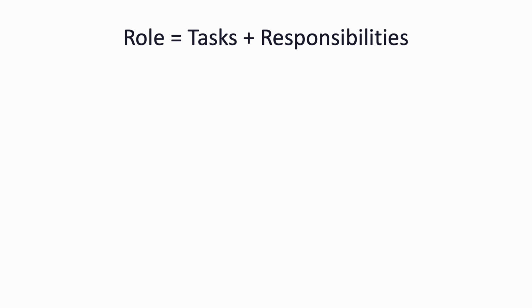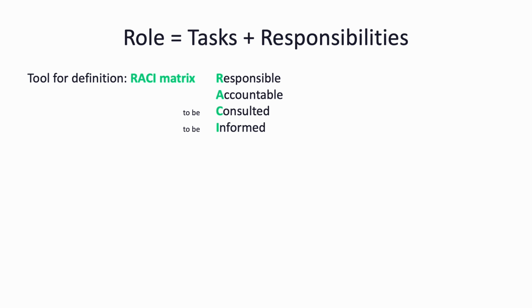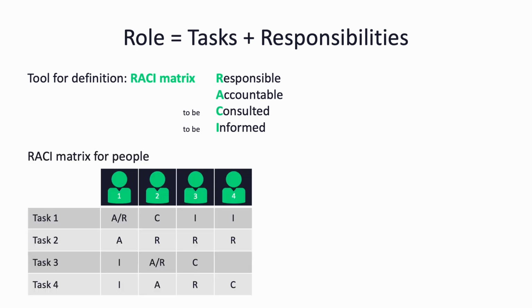A well-known tool for clearly defining tasks and responsibilities is the so-called RACI matrix. R stands for responsible, as explained in the video on team development. A for accountable. C means that there has to be consultation, and I means that there has to be information given. A RACI matrix can now be defined directly for persons on the one hand, shown here as 1 to 4. This example matrix now states, for example, that person 1 is both accountable and responsible for task 1, that is, he or she has not delegated.